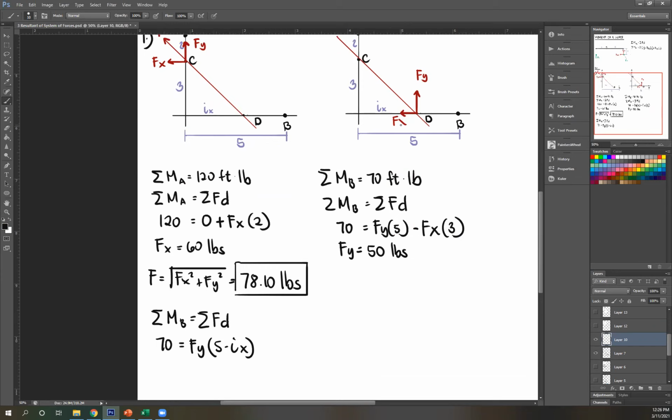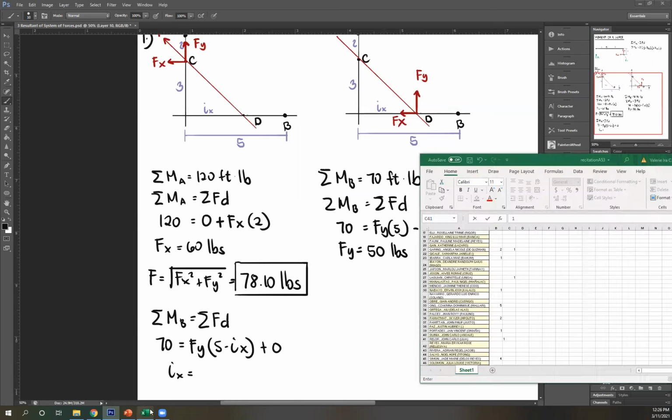Next, Fx. Fx is this way, rotated about B. You can't, because it actually passes through B, so that's 0. And we know Fy is 50. So now you can solve for Ix, which is what? What's Ix? Correct, John and Angela. So Garing and Pamitan.